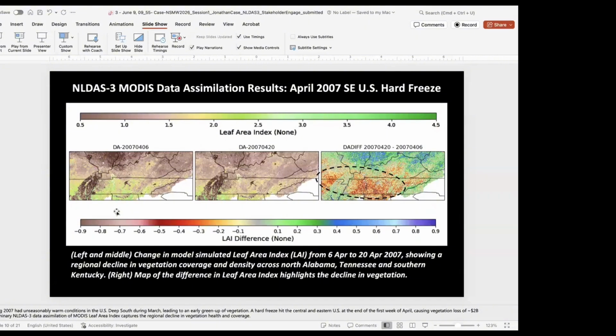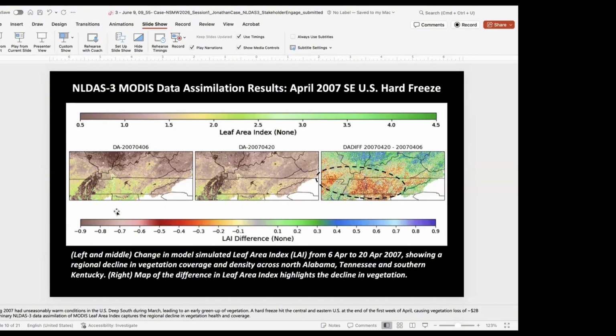What does the data assimilation of vegetation look like? Here's a neat case study that we put together. We know that vegetation responds differently according to different weather and climate anomalies and features that are non-standard. Normally, vegetation is handled in a monthly climatological input that's static in land models. Well, we know that's not necessarily the same year by year, because we have anomalies such as drought, and in this case, a hard freeze that happened after an early green up.